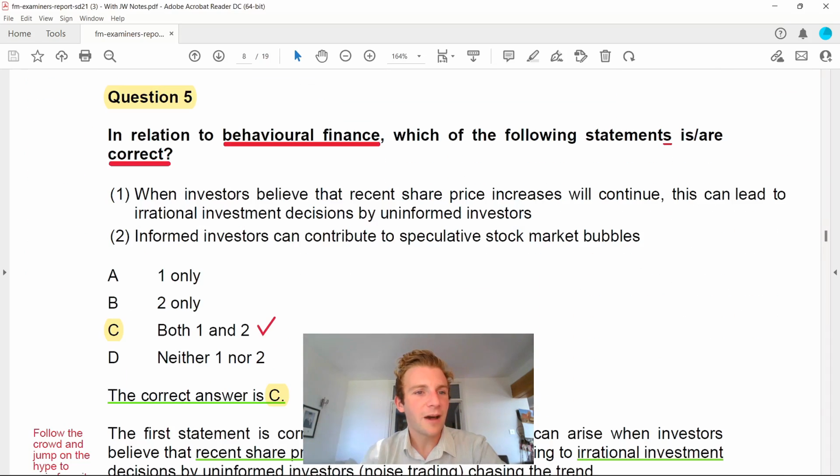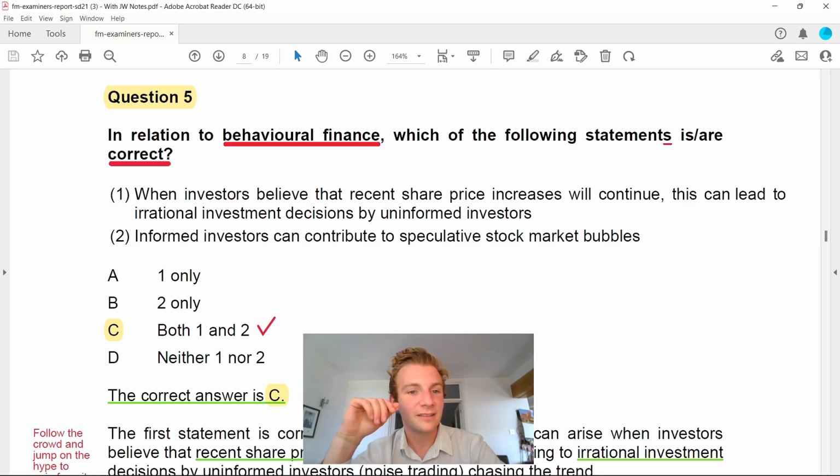Coming on to question 5 now that they gave us in the report, and this is the last one here. In relation to behavioural finance, another key area of the syllabus, which of the following statements is/are correct? When investors believe that recent share price increases will continue, this can lead to irrational investment decisions by uninformed investors. And you've got to say, is that correct or not? Think of people hopping on the bandwagon to say, can I make a quick buck here? So yes, that is definitely correct.